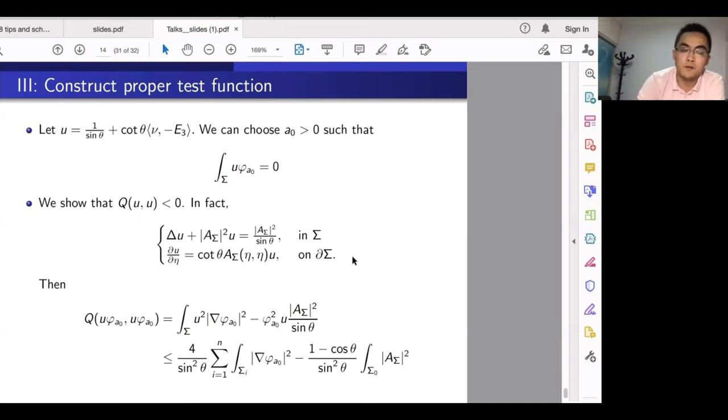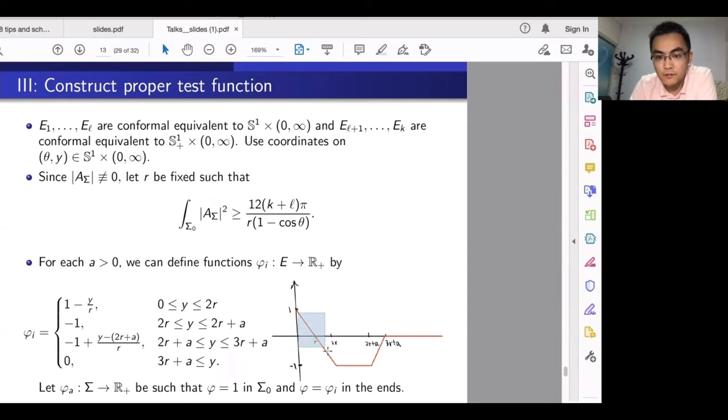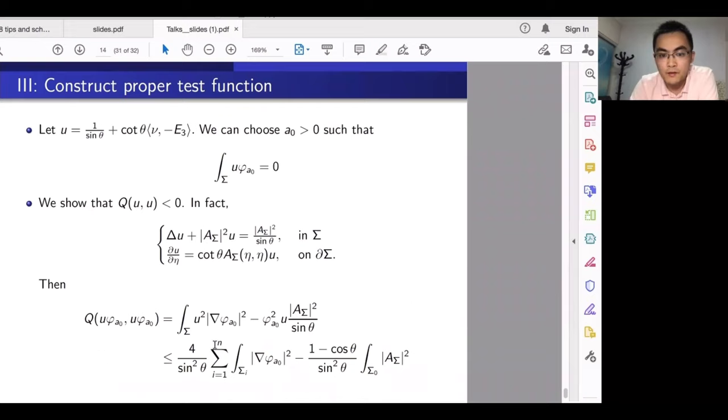Then you can continue to simplify this equation, because you can see that u has a positive lower bound and a positive upper bound, 2 over sine theta. So you get this equation. And as I said before, you can calculate the gradient in the region of the surface where the graph has a slope. The slope is just 1 over r here. You have n ends, so you can sum them all. And u here has a lower bound, so you get this equation.